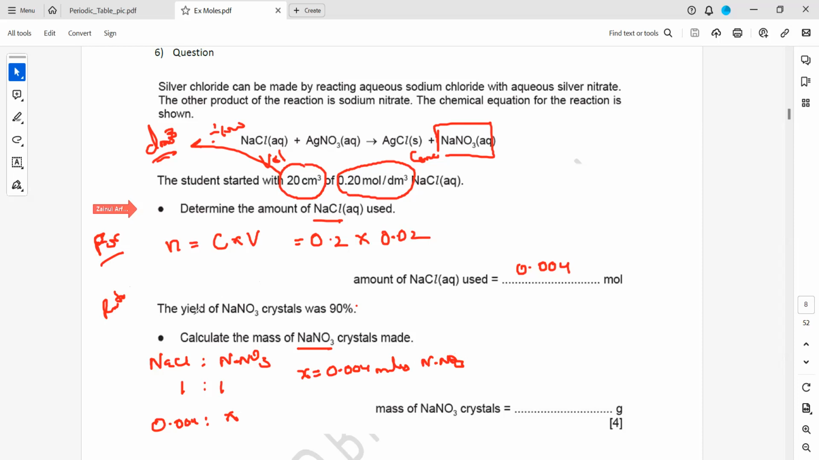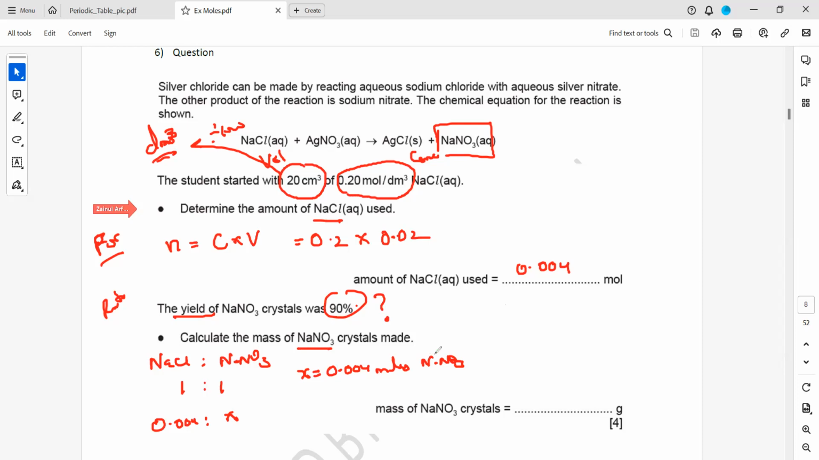But in the question, they mentioned the yield is 90%. What does that mean? It means we are only getting 90% of what we should get. Like we should get 0.004, but we are getting 90% of this amount. According to the ratio, 1 mole of sodium chloride will give 1 mole of sodium nitrate. So if we have 0.004 moles of sodium chloride, we should have the same number of moles of sodium nitrate, which is 0.004. But in the question, they mentioned that we are getting 90% yield, or 90% of the amount we should get.